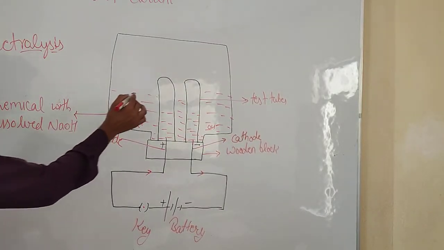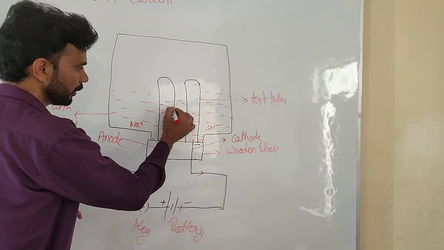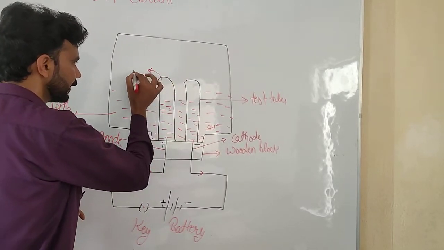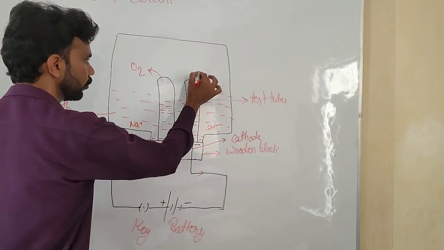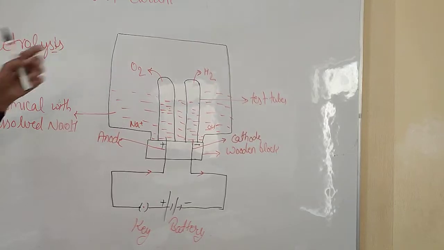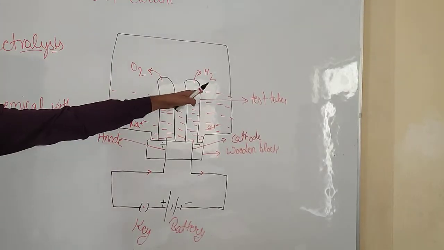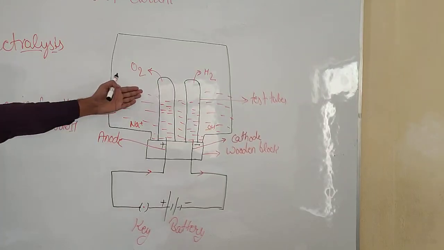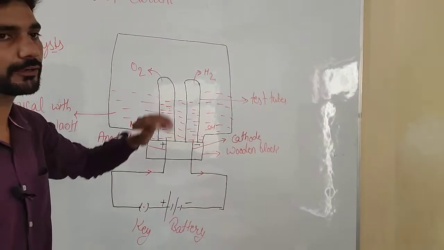And in these test tubes, just above the chemical, two gases are collected, here oxygen and here hydrogen. O2 is collected here and H2 is collected in this test tube. Now how can we tell that this will contain oxygen and this will contain hydrogen?